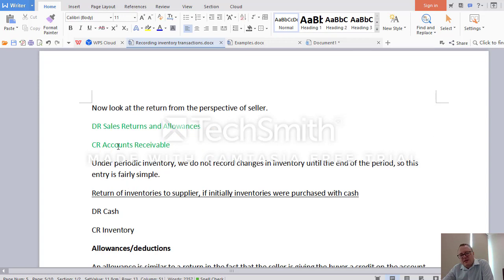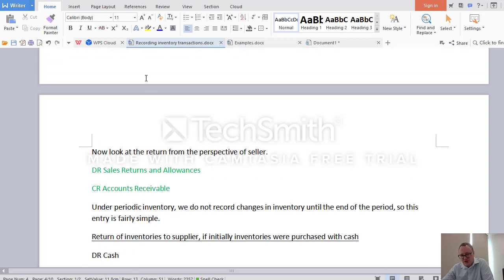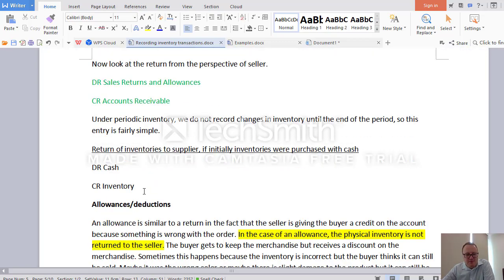Of course, if you don't want to use accounts receivable, accounts payable, all that stuff, you can just use cash. So just redo all these entries by putting cash instead of receivables and payables.